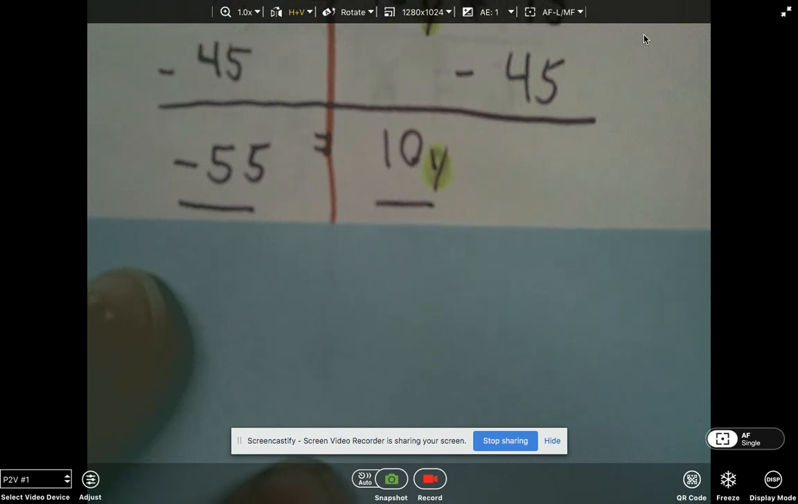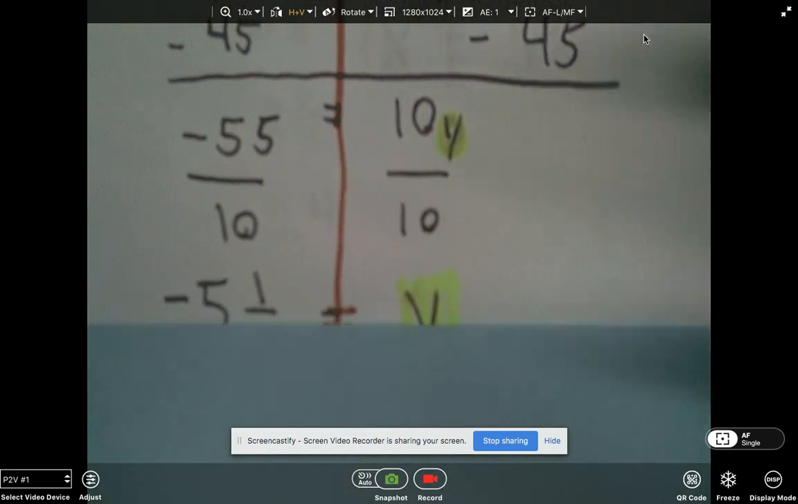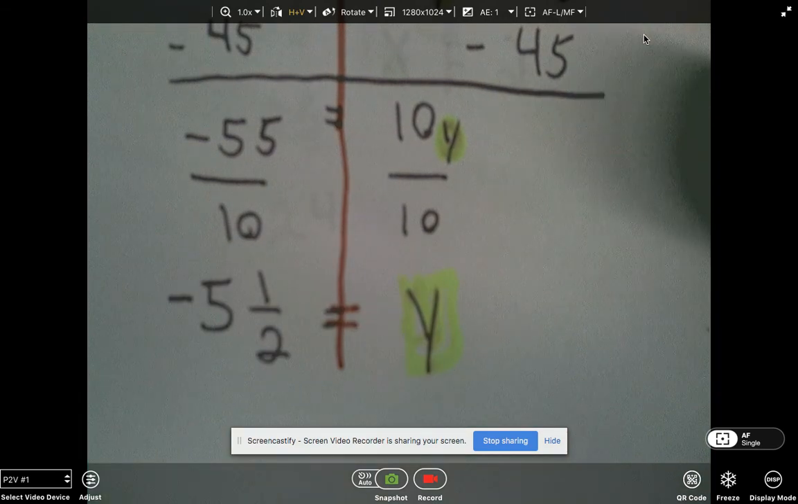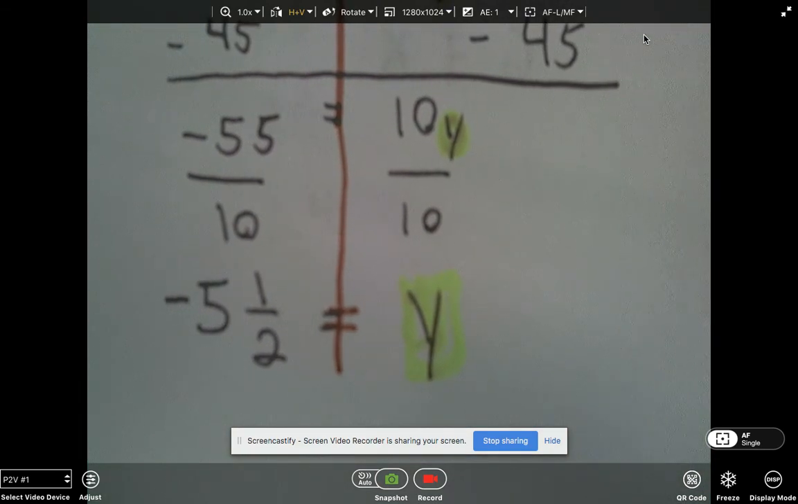So what do I do next? Divide by 10, excuse me. And then I'm left with what for an answer? Negative 5 and 5/10, or negative 5 1/2. All right, number 6 and 7.